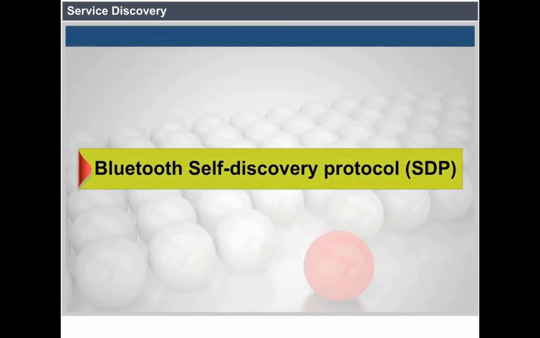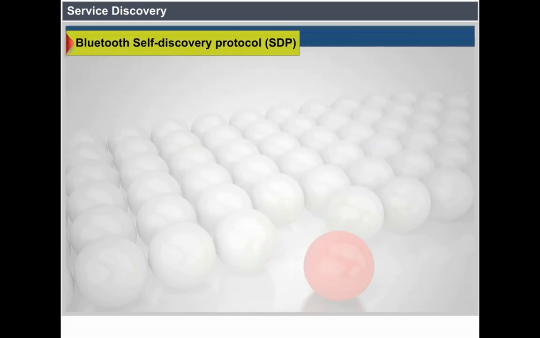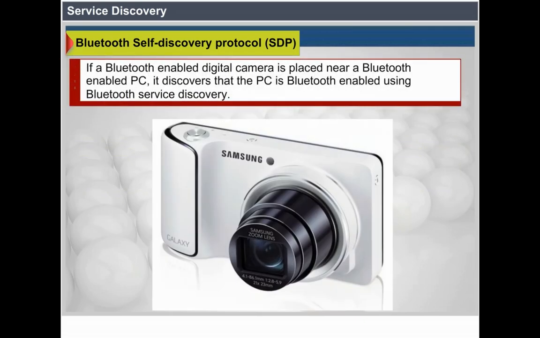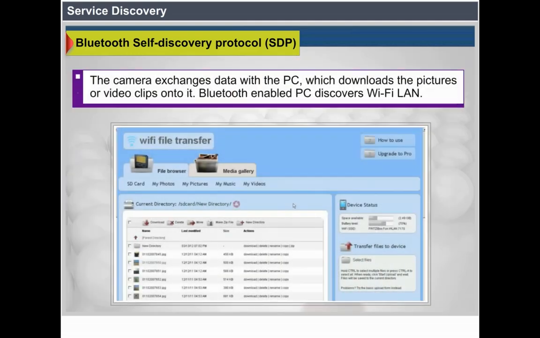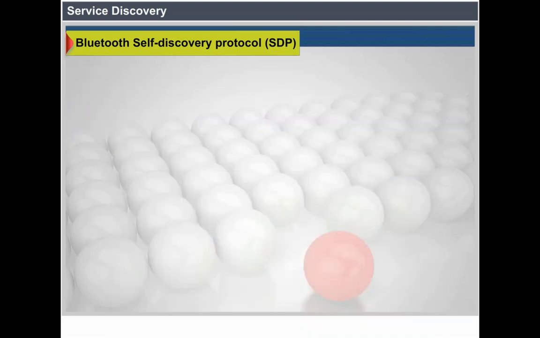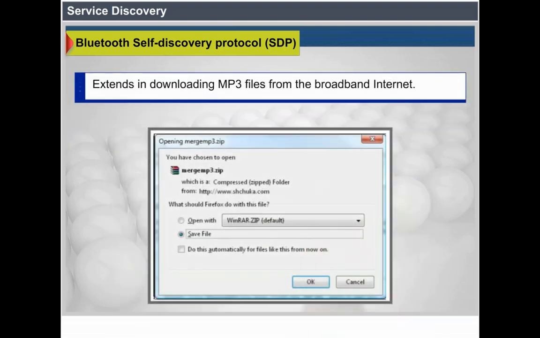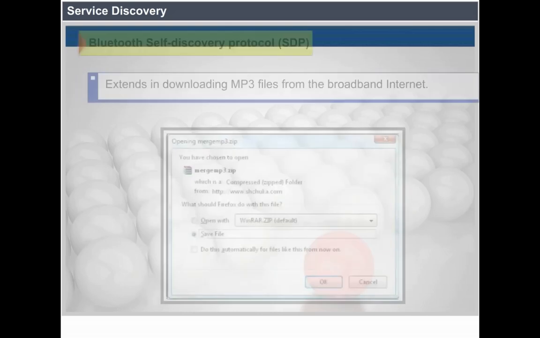Bluetooth Service Discovery Protocol, SDP. A Bluetooth-enabled digital camera placed near a Bluetooth-enabled PC discovers that the PC is Bluetooth-enabled using Bluetooth Service Discovery. The camera exchanges information with the PC, which downloads the pictures or video clips onto it. A Bluetooth-enabled PC discovering a Wi-Fi LAN downloads MP3 files from the broadband internet.